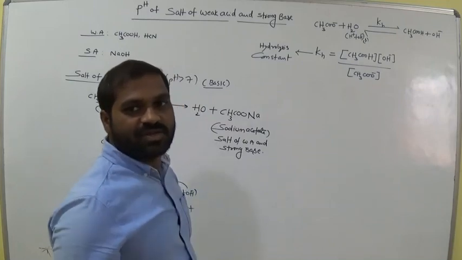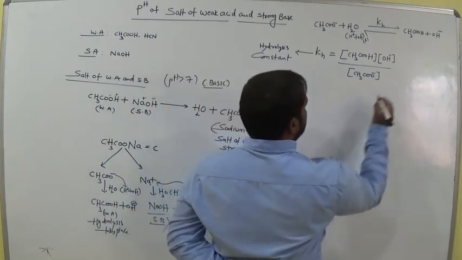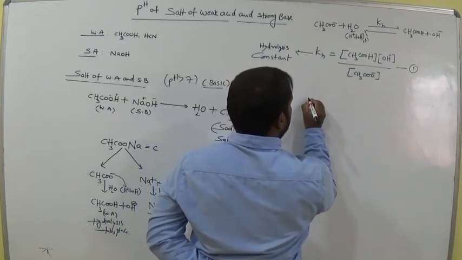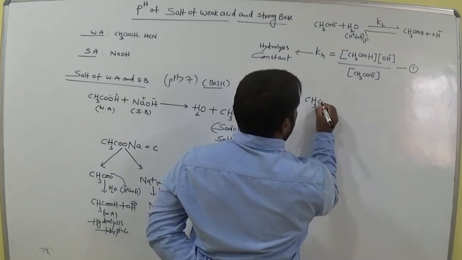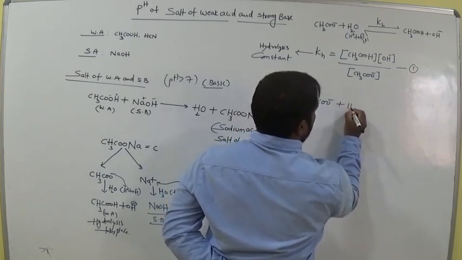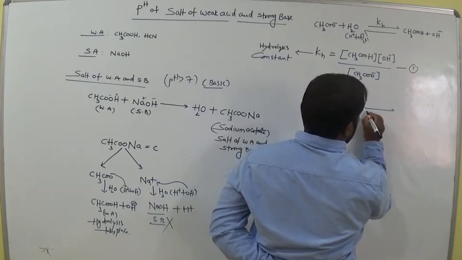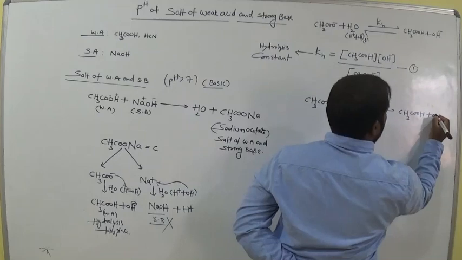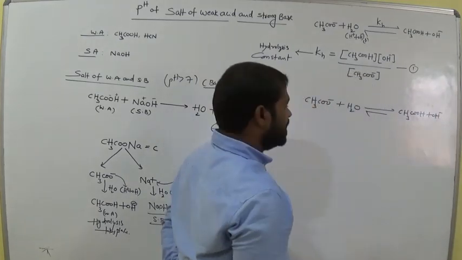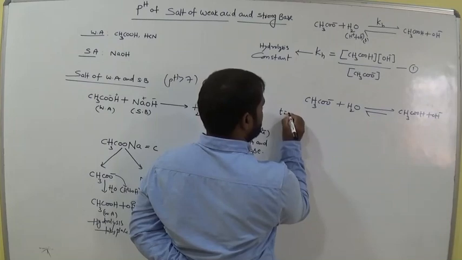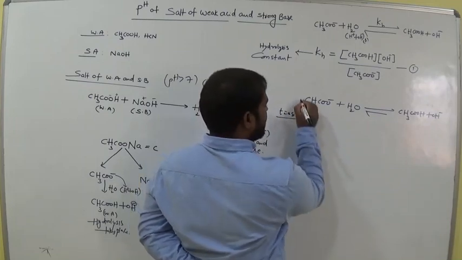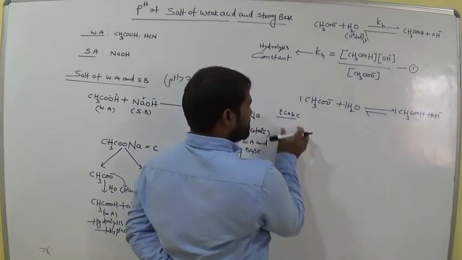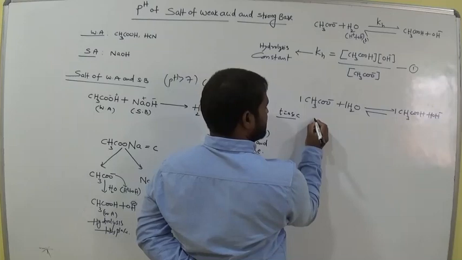Clear? Hydrolysis constant. So just keep it. This is one. Okay. So now from this one, CH3COO minus and H2O give CH3COOH and OH minus. Now the initial concentration at T equals 0 seconds: how much is it? Here it is 1 mole, 1 mole, 1 mole. Remember this. Initial concentration I would like to take as C.